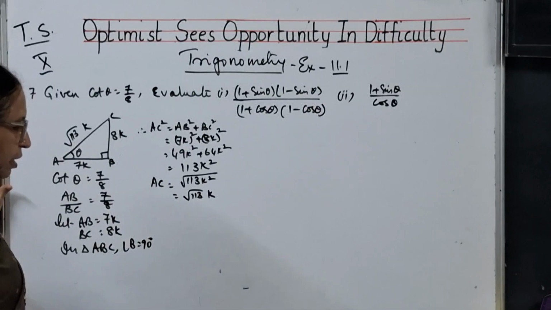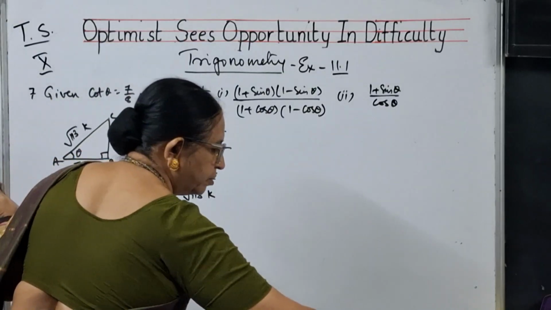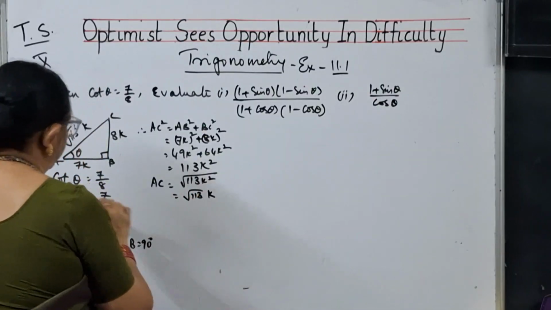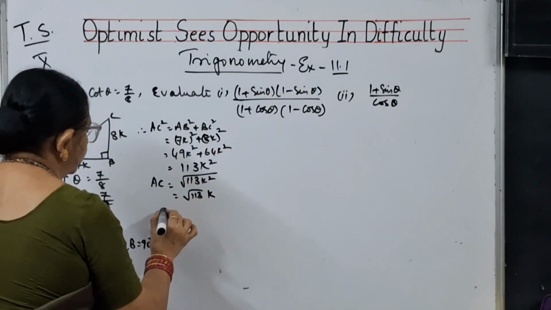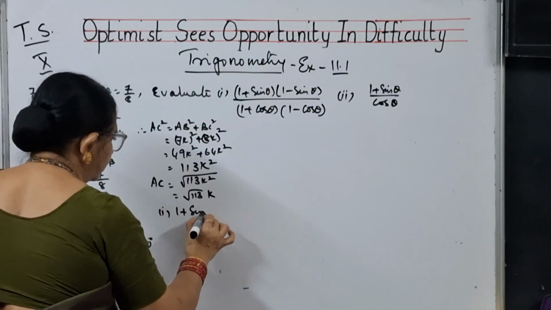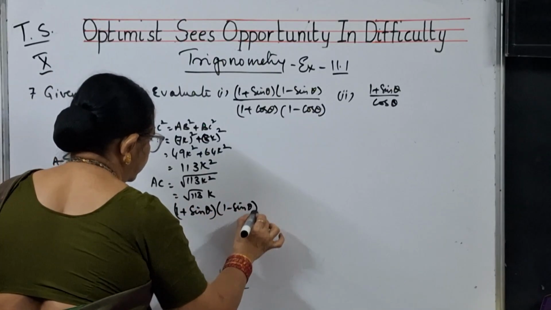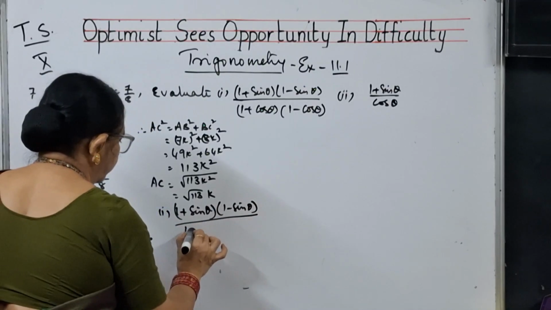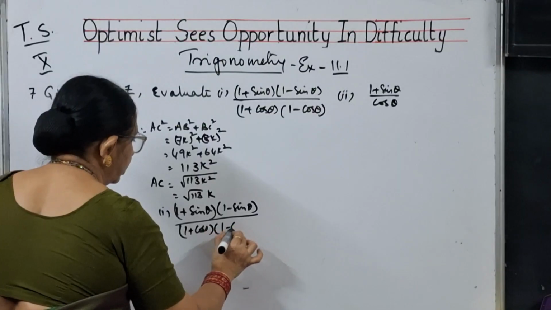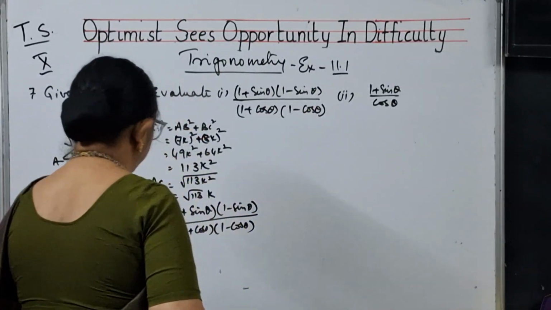Now if it is root 113 K, then next, AC is root 113 K. Now what you wanted to do? You need to find out the first bit: 1 plus sine theta into 1 minus sine theta by 1 plus cos theta into 1 minus cos theta. So let us continue that here.